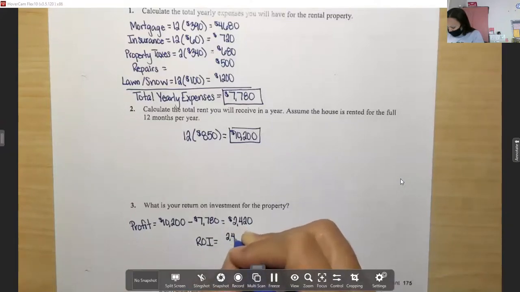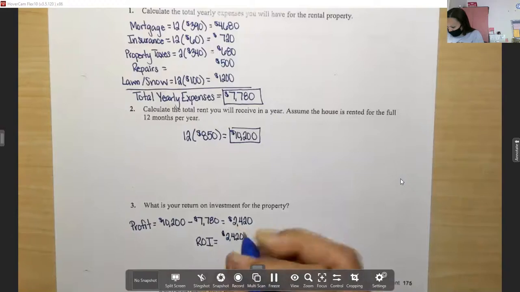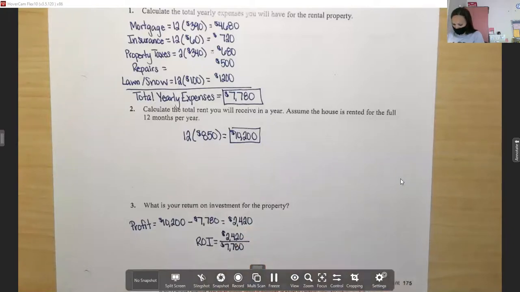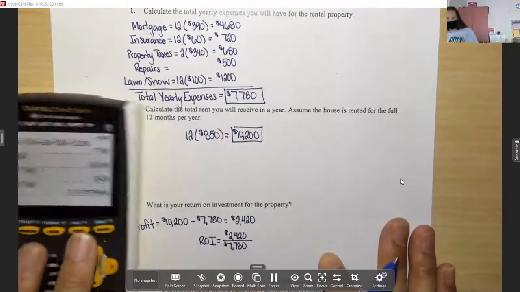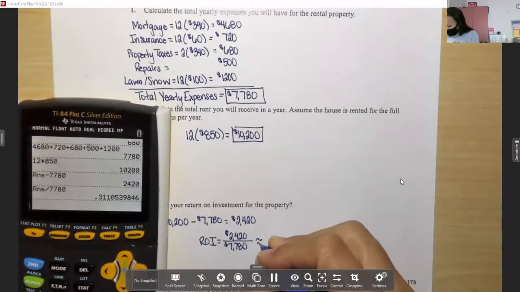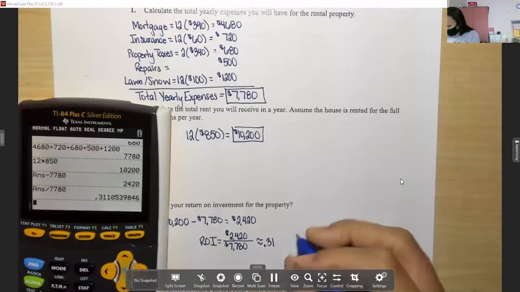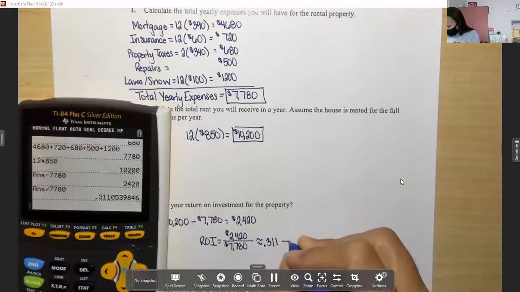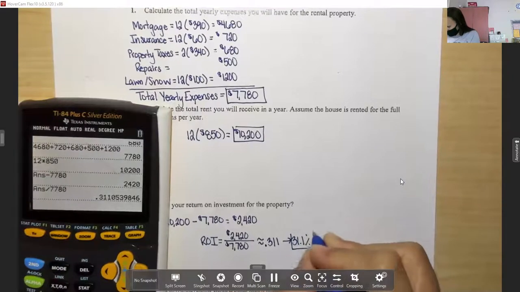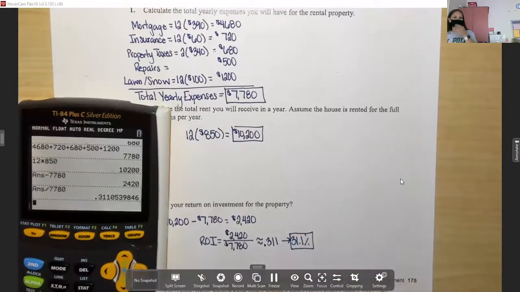ROI, $2,420. The profit divided by how much money it cost you. So this costs $7,780. So I'll show you my calculator. So about 0.311 or 31.1% would be your ROI.